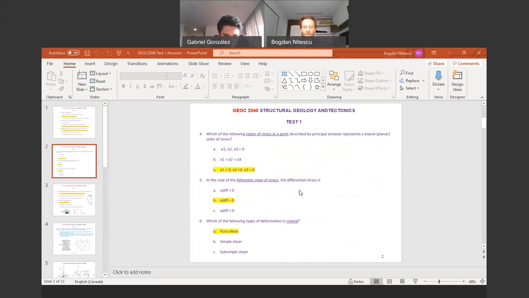In the case of the lithostatic state of stress, the differential stress is... If you look in the lecture notes or in the textbooks, when we define the term lithostatic, it is similar to hydrostatic, but hydrostatic we use for fluids and lithostatic we use for rocks. Lithostatic means that sigma 1, sigma 2, and sigma 3 are equal. It's a state of stress where you don't have differential stress, so you don't have a certain direction along which the stress is larger than in the other directions. It's like in a fluid.